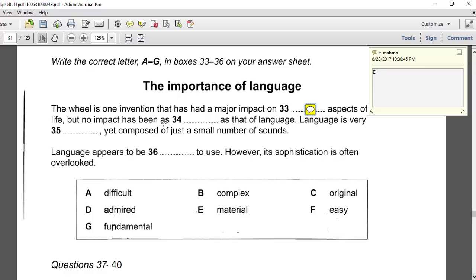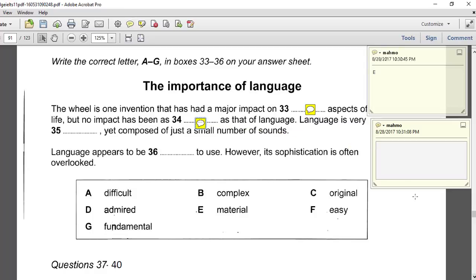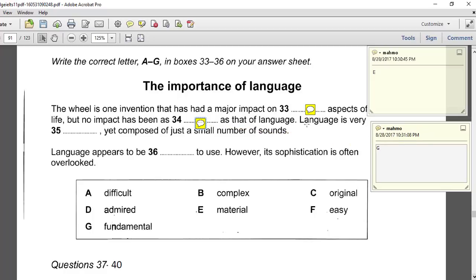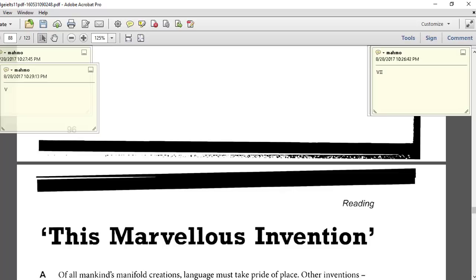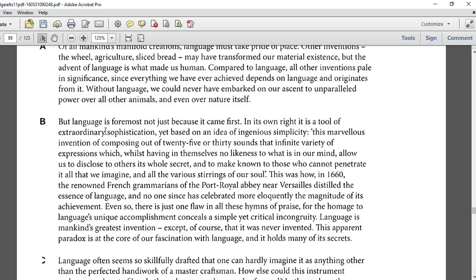But no impact has been as what? As that of language, as huge, as big, as influential, difficult, admired, fundamental. Fundamental. Yes, G. We don't have to get back to the passage to read it because we have already gone through it. G. Language is very what? Yet composed of just a small number of sounds. Language is very, we read it before. We said it's very complex, it's very sophisticated, but very simple.